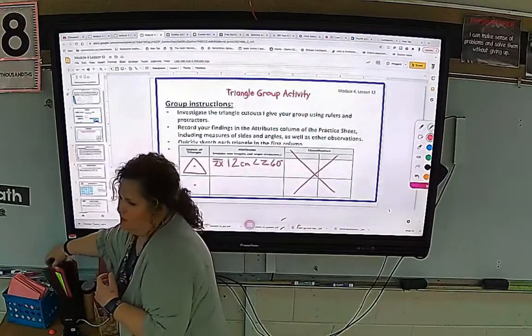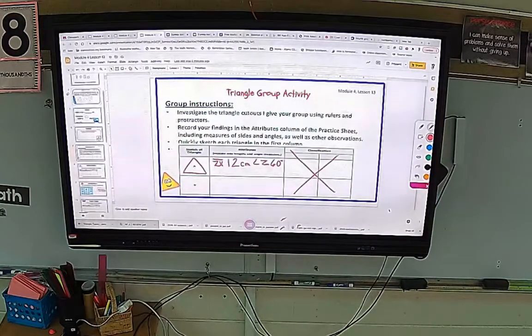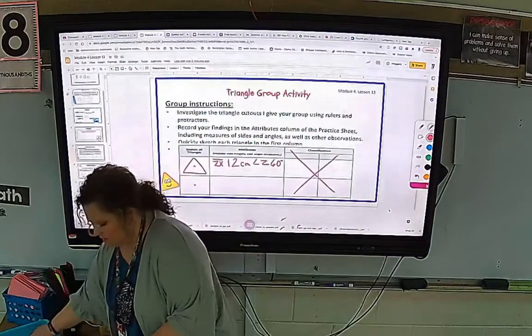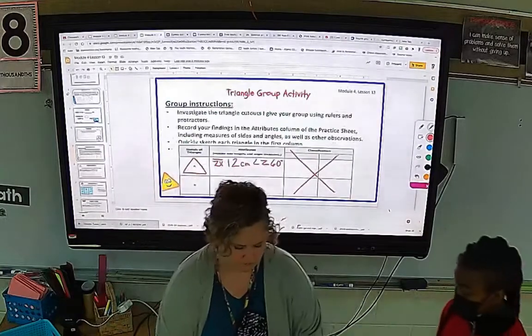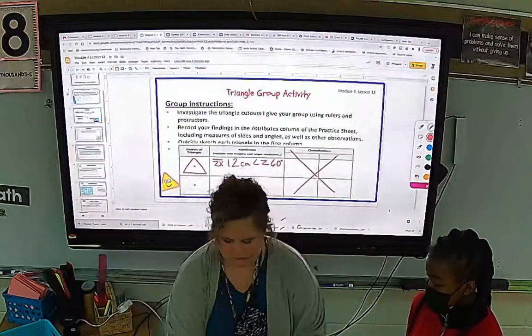All right, I need one of you to come get the ruler and one of you to come get, let me say that again, one of you to get the ruler and the protractor. The person that did not get the papers needs to come and get those. If your partner is up here, please do not be up here.